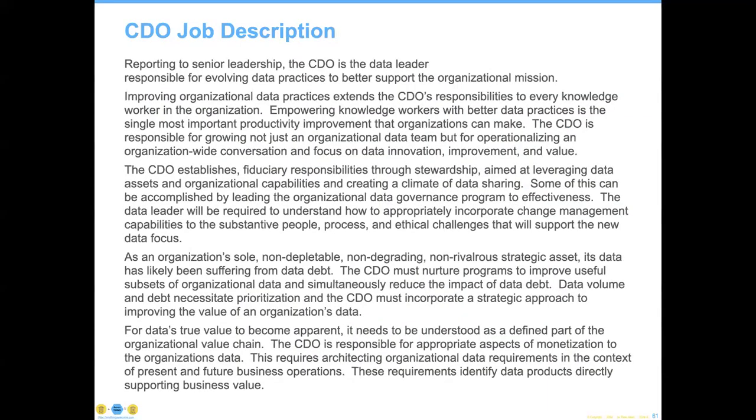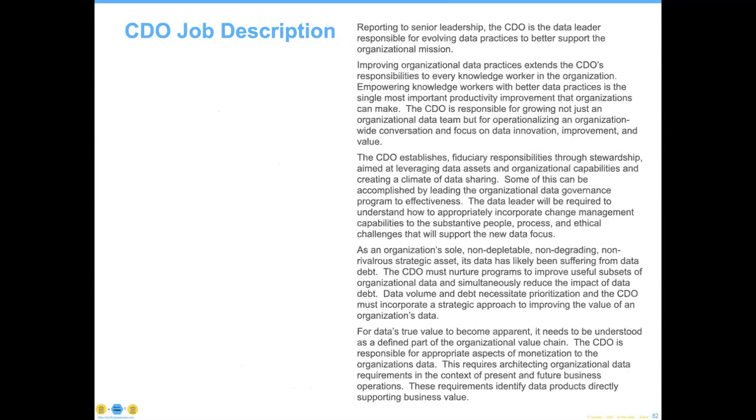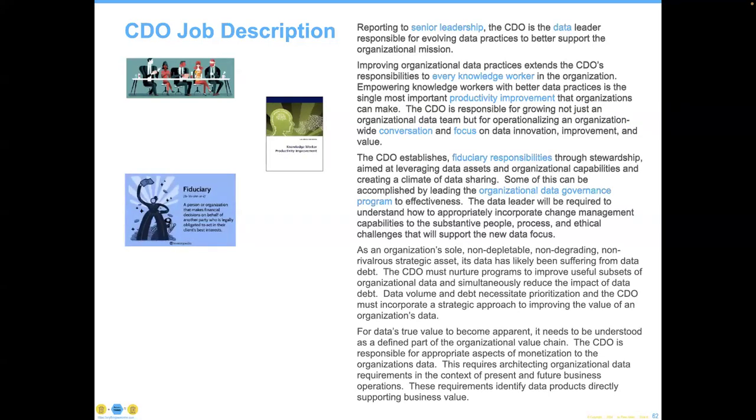Now, a CDO job description here, I'll put it up just so that you can see the role strategy plays, but understand there are more chief digital officers than there are chief data officers right now. So we're definitely in a minority. Let's make it a little bit less complicated. Senior leadership should be part of this. The portfolio is every knowledge worker in the organization, focused on productivity improvements and organization-wide conversations, and focuses on data and innovation. The CDO establishes fiduciary responsibilities, and this is done through the organizational data governance program.